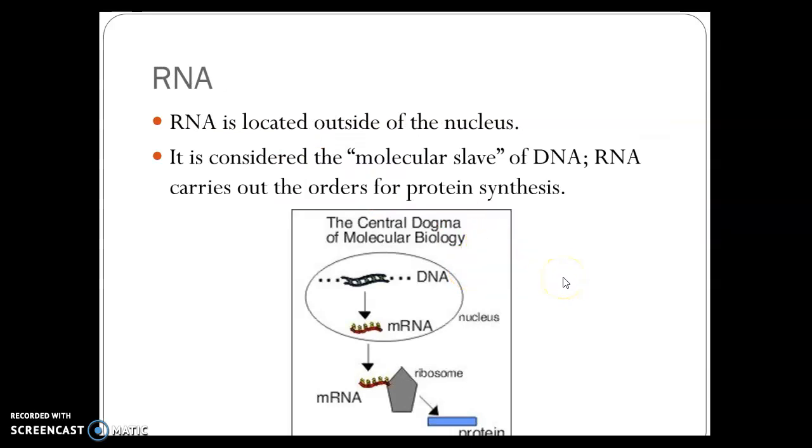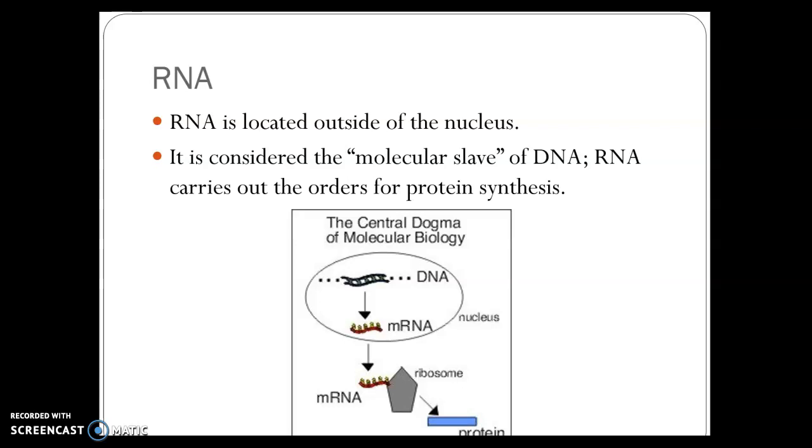RNA is located outside of the nucleus. So the DNA is inside the nucleus. The RNA is outside, but it starts inside the nucleus. And the way that happens is the DNA has to be split, the double strand has to be split, and it recreates a part of itself to create RNA so that it can go out into the cytoplasm and create proteins. It does that at the ribosomes.